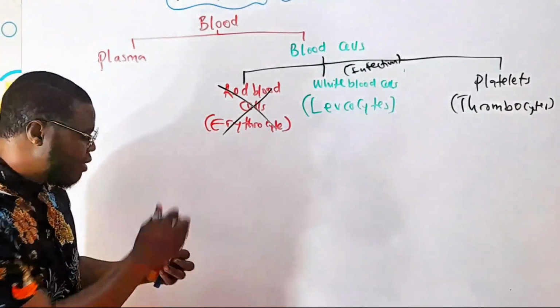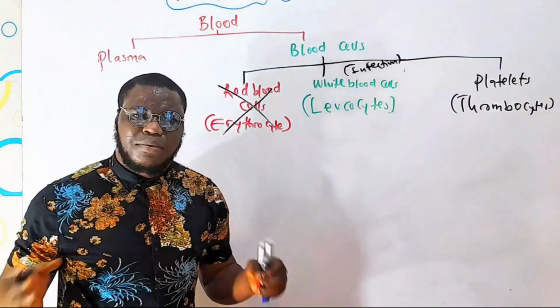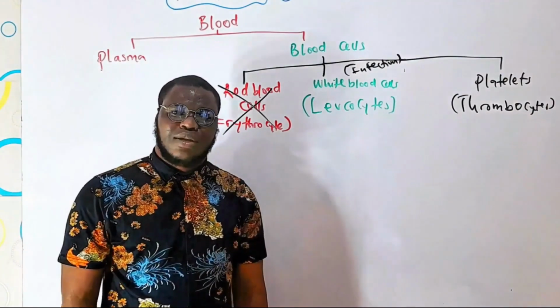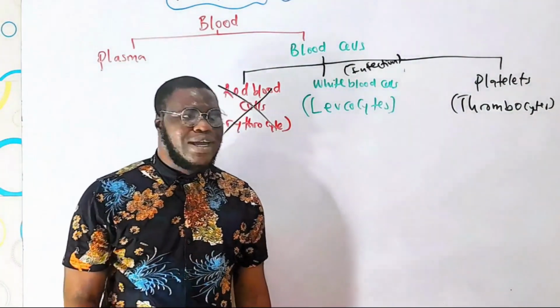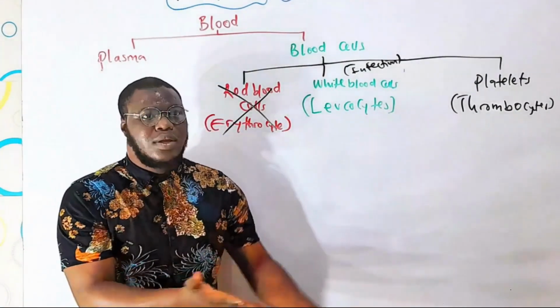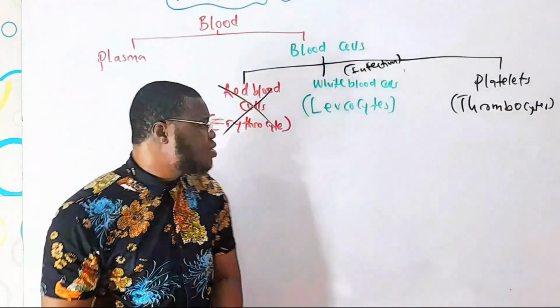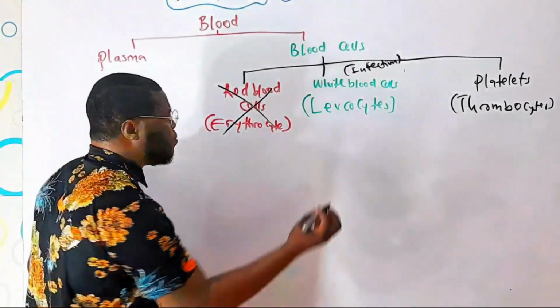Talking about the white blood cells, we have a lot of them in the human body, but they are broadly divided into two groups. It's as if we say we have a lot of human beings in this world, but we can just categorize them into three using color, like the white, the black, and maybe the yellow.